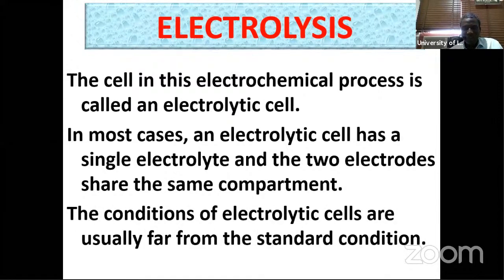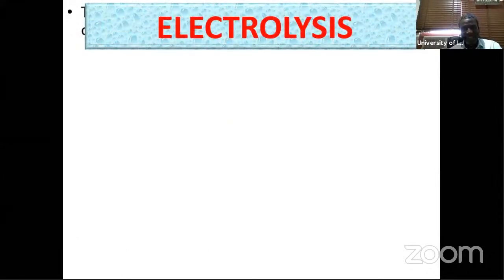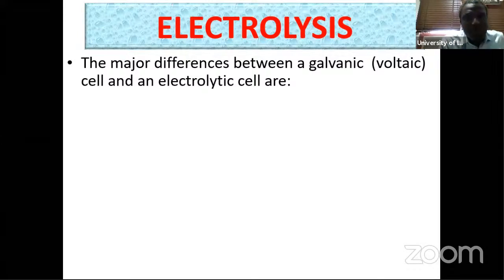So the conditions for electrolytic cells are usually far from the standard condition. When we are talking about electrochemical cells, we are saying standard condition: your temperature is 25 degrees C and your pressure has to be 1 atmosphere. Electrolytic cells are just conducted under normal situations because you have to pass electricity through them. So the major differences between galvanic cells and electrolytic cells are these.